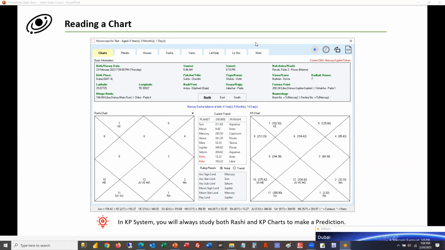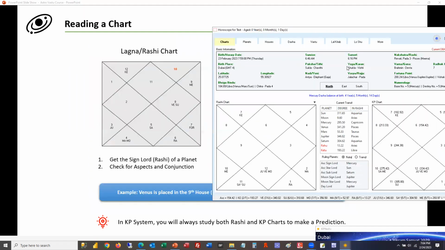Let's talk about the Rashi chart first. So the Rashi chart is basically used to figure out which Rashi a planet is placed in. For example, if you have understood the numbers, 3 is Gemini, 6 is Virgo, you need to remember this as I told you.